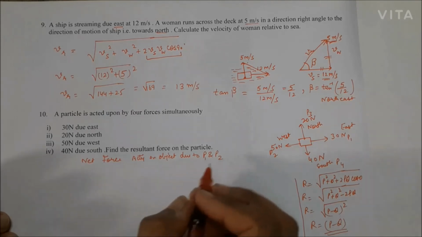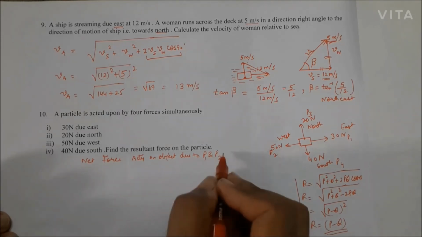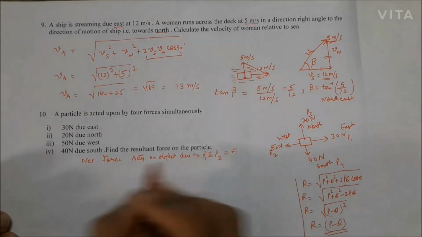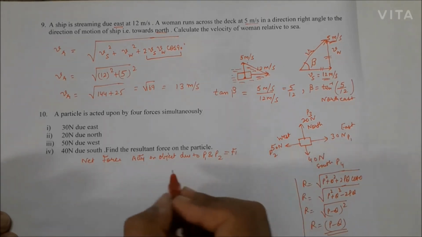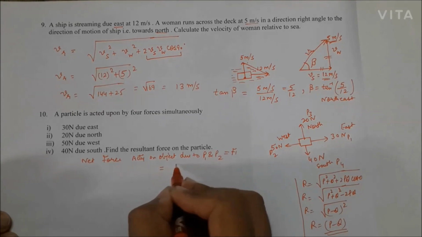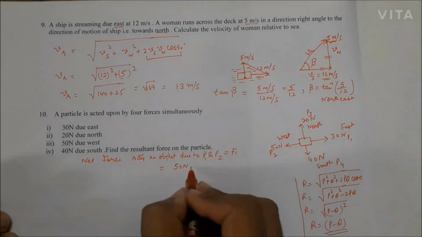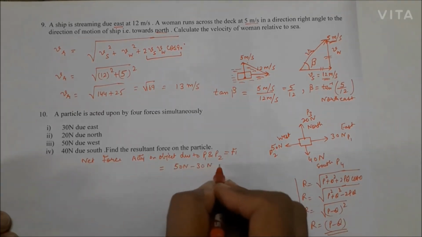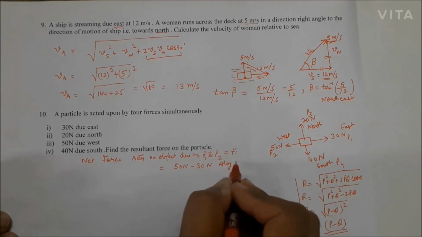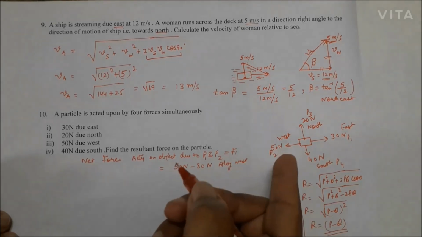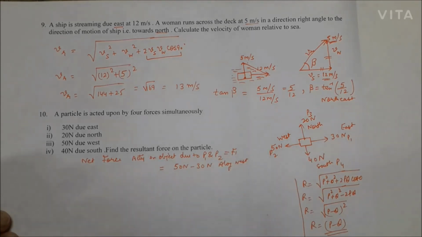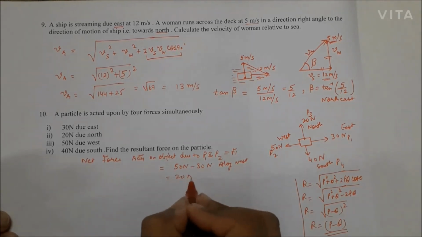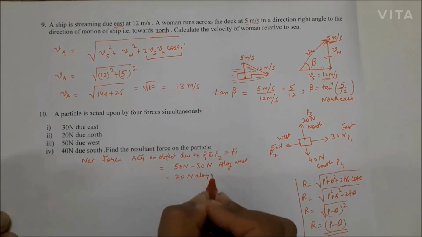So net force acting due to P1 P2, इसको मैं नाम दे देता हूँ F1 का. P1 और P2 की वजह से जो नेट फोर्स आ रही है that is F1, and what it will be? It will be 50 Newton minus 30 Newtons along west, क्योंकि वेस्ट वाली फोर्स ज़्यादा बड़ी है तो the resultant force will be towards west. So it comes out to be 20 Newton along west.